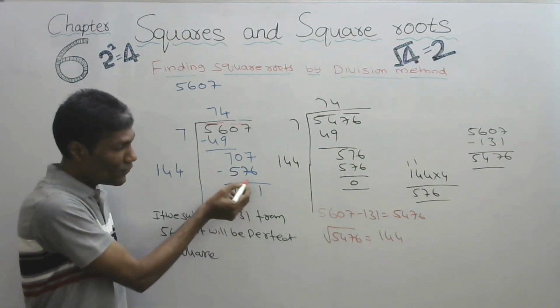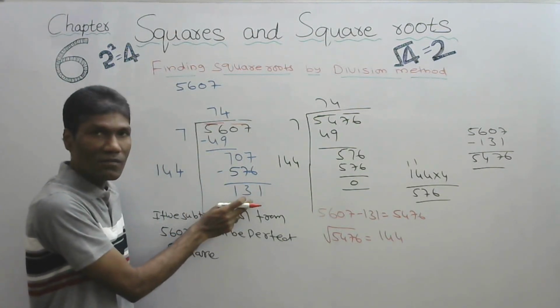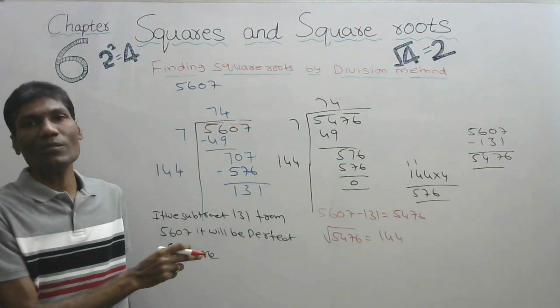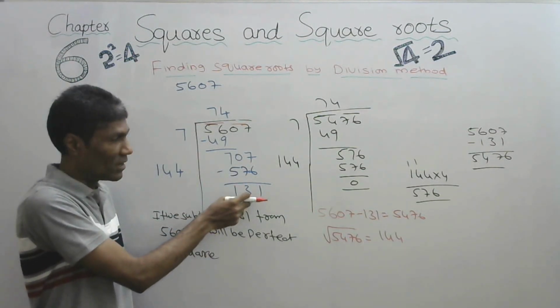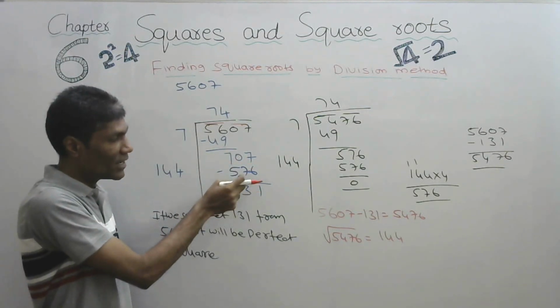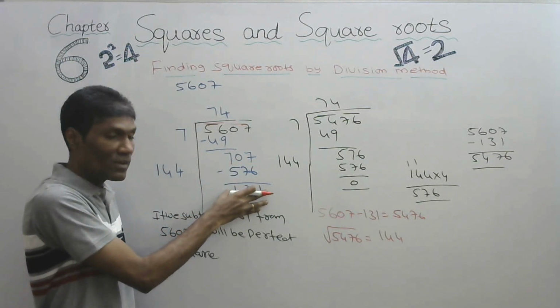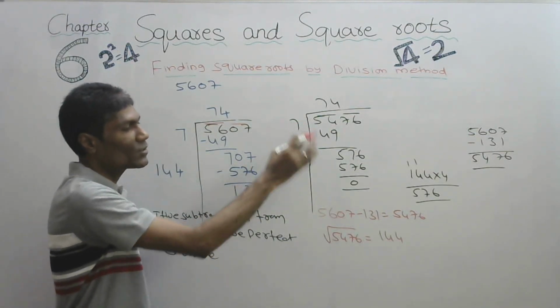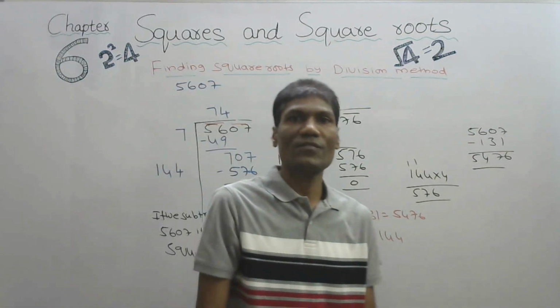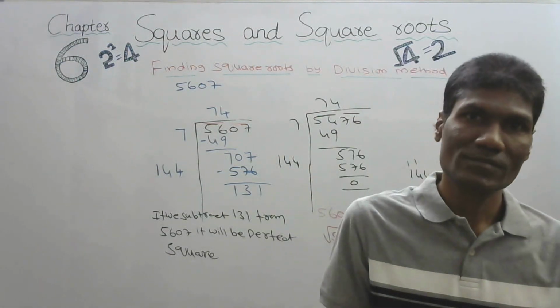So if we subtract this number 131, then it will become a perfect square. Why? Because this is more by 131. To become a square, it is more by 131. That's why we got so much of remainder here. So we will remove that so that this will become a perfect square.